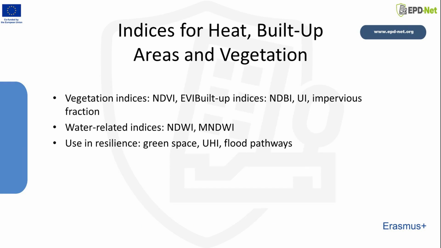We describe the use of spectral indices as simple yet powerful tools for extracting thematic information from multispectral imagery. We explain that vegetation indices such as NDVI and EVI combine red and near-infrared bands to quantify vegetation greenness, which can be related to ecosystem services like cooling, shading and storm water retention. Built-up indices such as the Normalized Difference Built-up Index, NDBI, highlight impervious surfaces and help delineate densely urbanized areas that may be prone to heat stress or flooding.